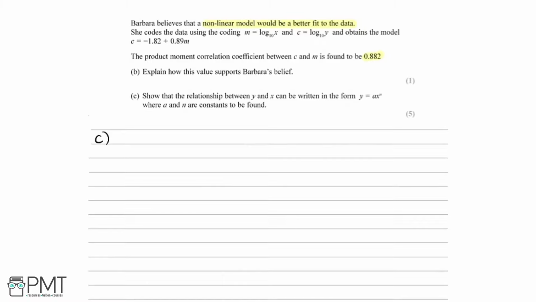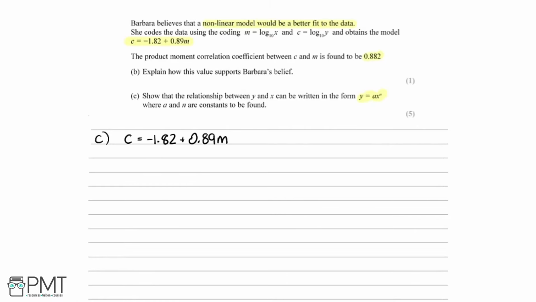So lastly, we're going to look at part C. We need to show that the relationship between y and x can be written in the form y equals a multiplied by x to the power of n, where a and n are constants to be found. And this is for 5 marks. So looking back up to the information earlier, we can see that c equals minus 1.82 plus 0.89 multiplied by m.